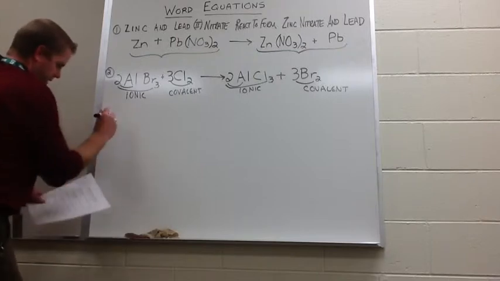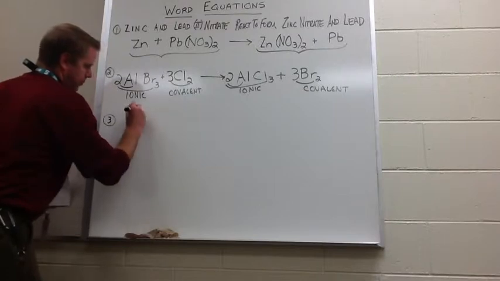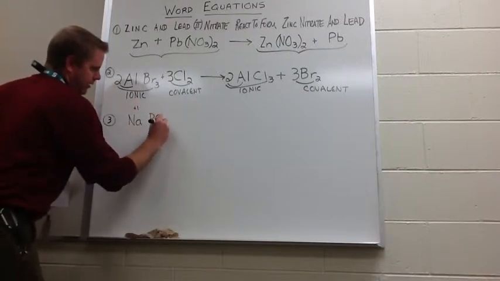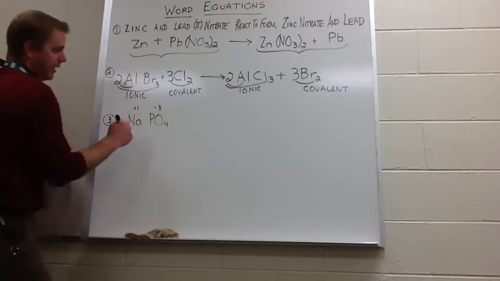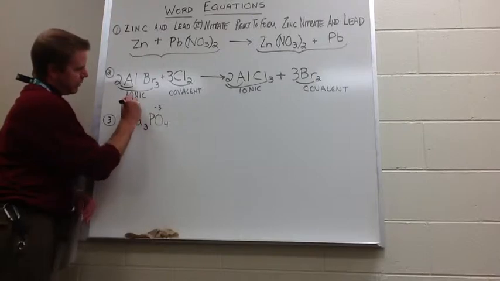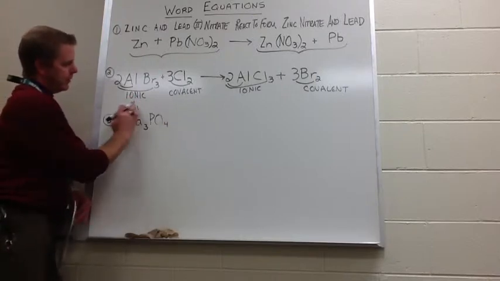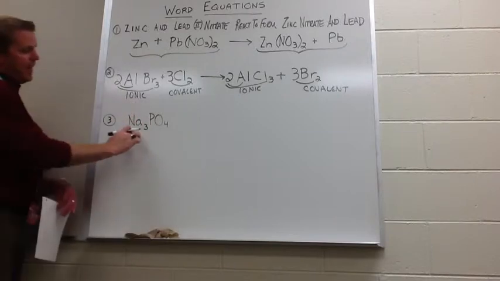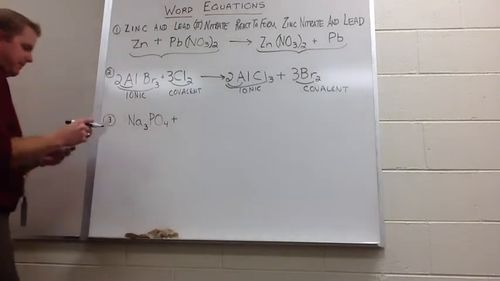Number 3. Number 3 says sodium phosphate. So this is Na, carries a +1 charge. Phosphate is PO4 with a -3 charge. Well, therefore, it's going to take 3 +1 sodiums to cancel the -3 of the phosphate. So you get rid of your charges just to keep it clean, and that's how you write sodium phosphate. The word is "and", so it's a plus sign.